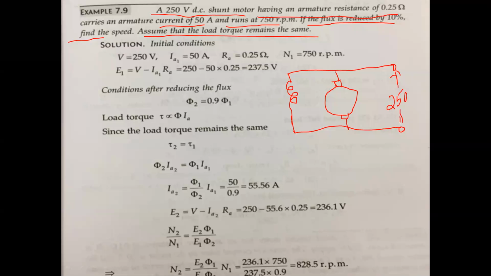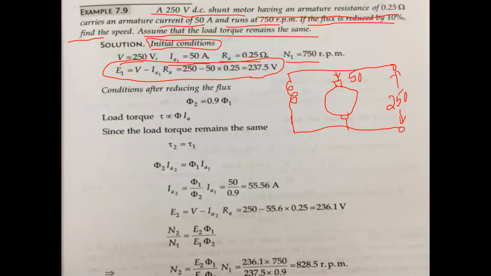So here the input supply is 250 volts, armature resistance 0.25 and armature current 50 amperes. Motor means it takes current, so 50 amperes is the current taken by the motor, and it runs at 750 rpm. Flux is reduced by 10%. Find the speed. First, the initial condition: V is 250, armature current IA1 is 50 amperes, resistance is same 0.25, speed N1 750 rpm. So EB1, back EMF in first case, equal to V minus IA1 RA, so 250 volts minus 50 into 0.25, so 237.5 is EB1.